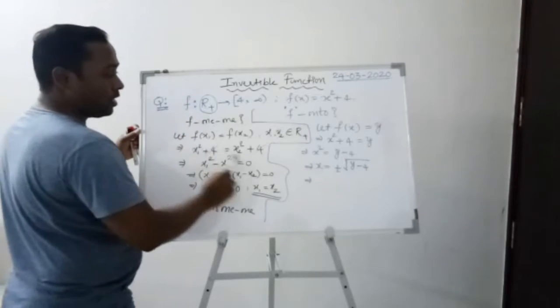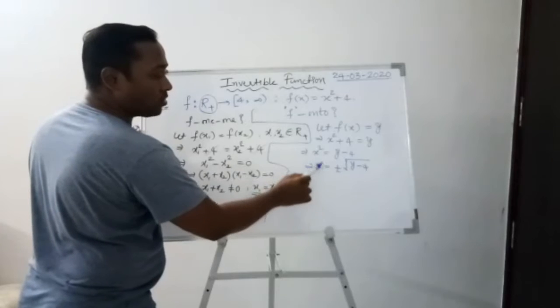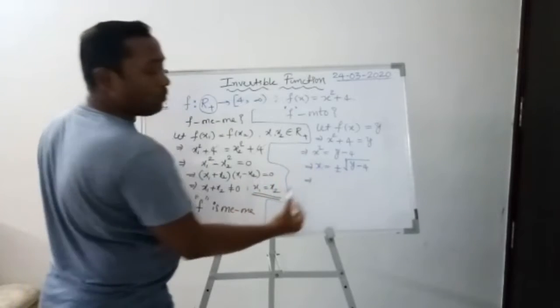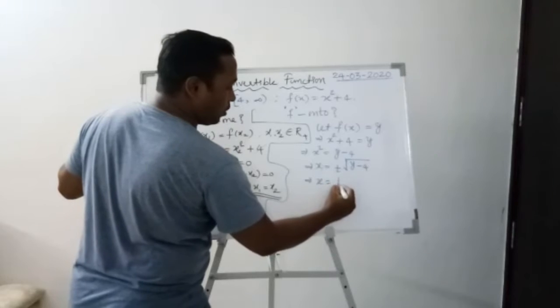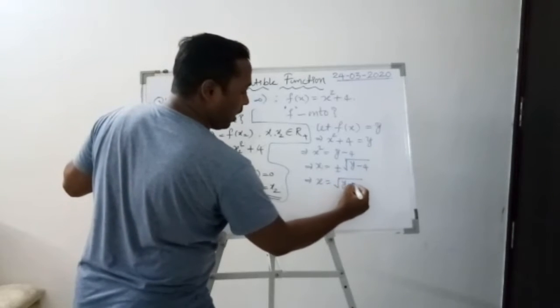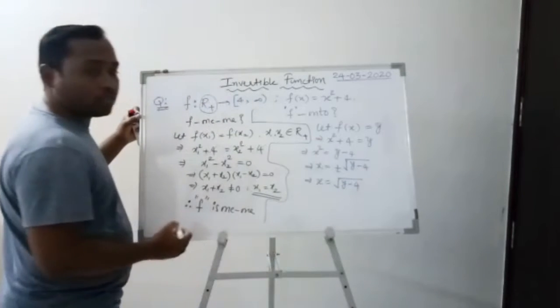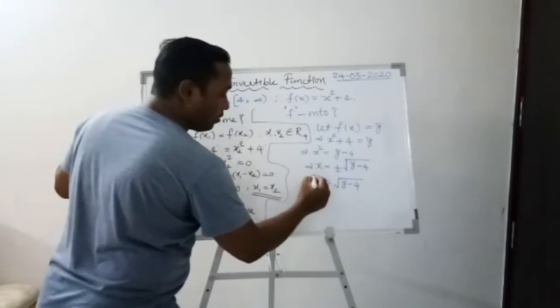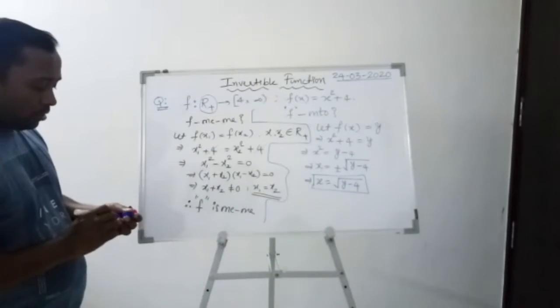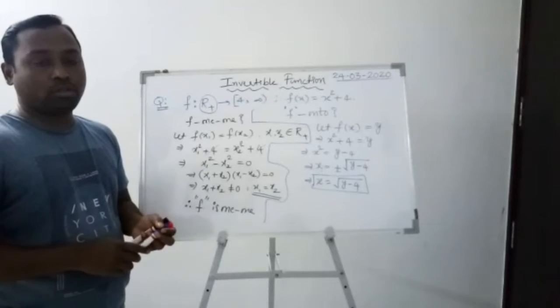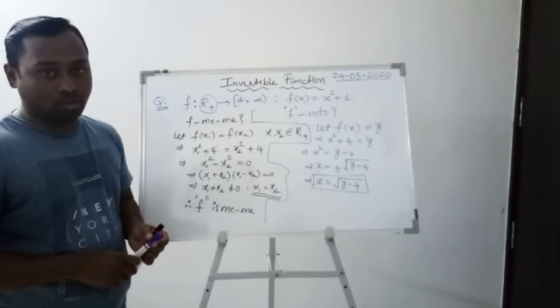Positive real numbers. Hence x is also a positive real number. It cannot be a negative number. Hence it is reduced to x is equal to under root of y minus 4. So this is what we arrived at for x.